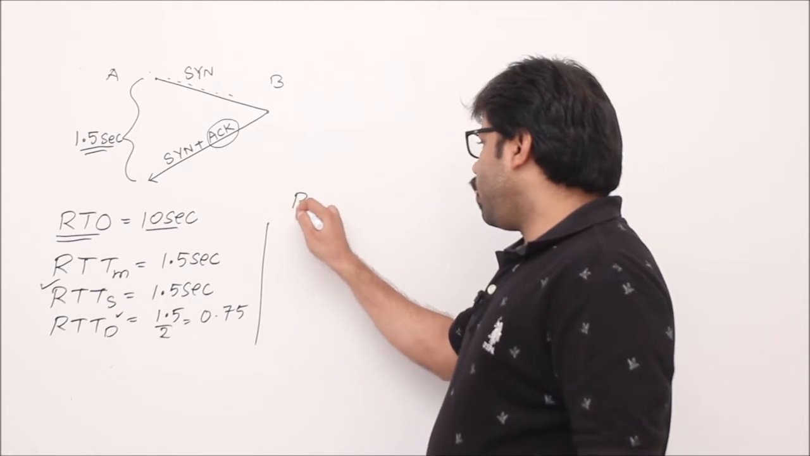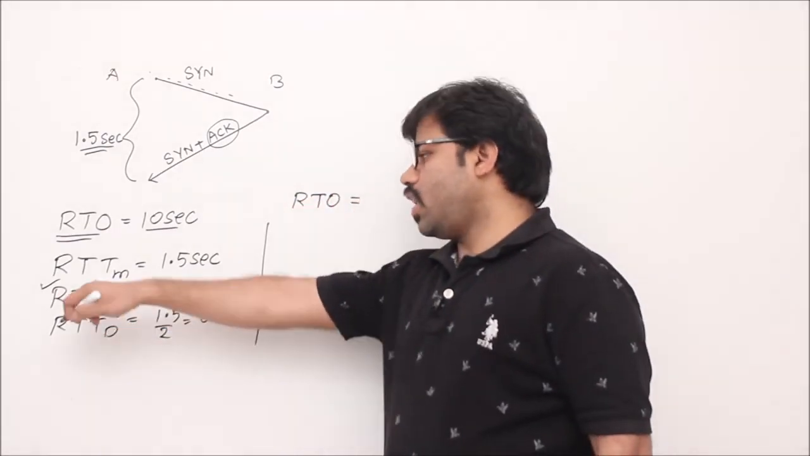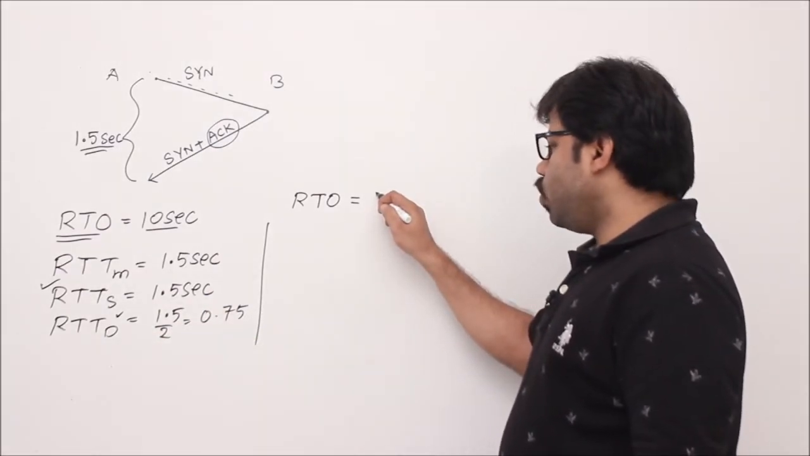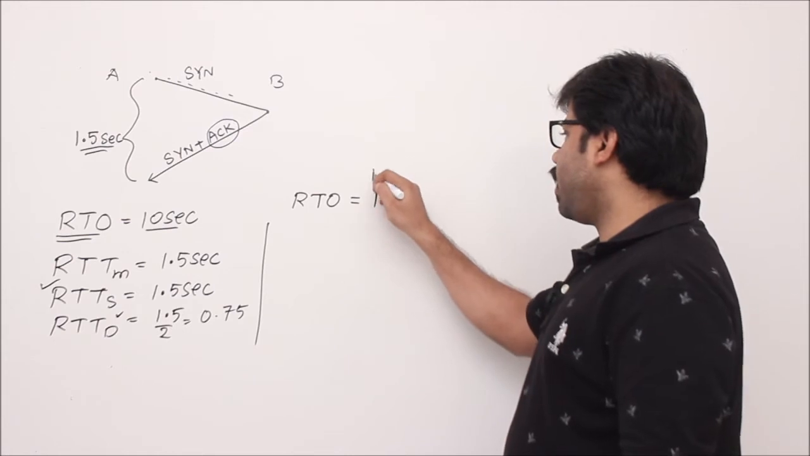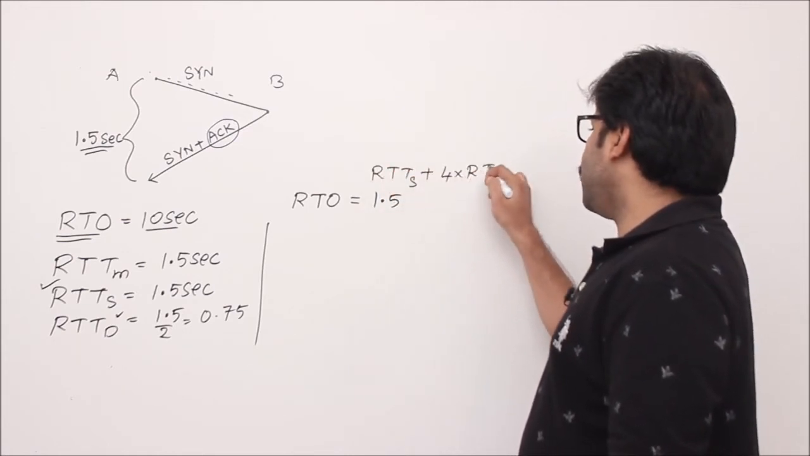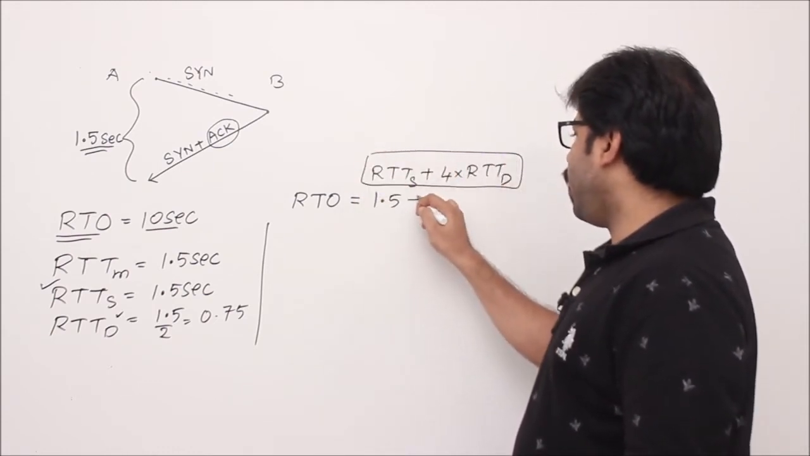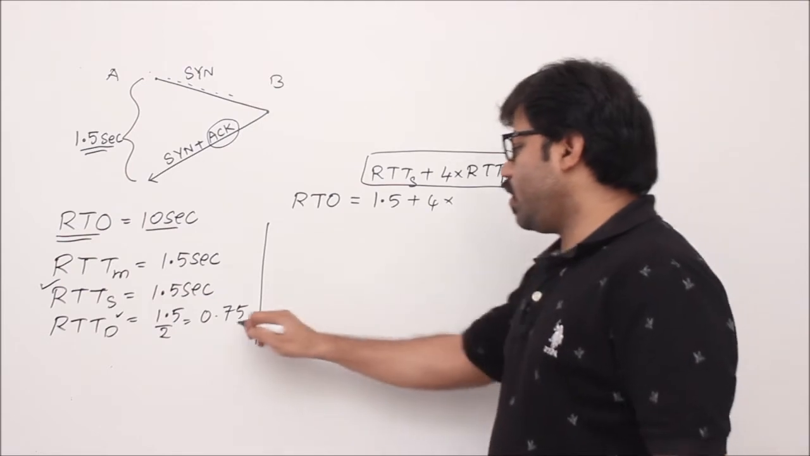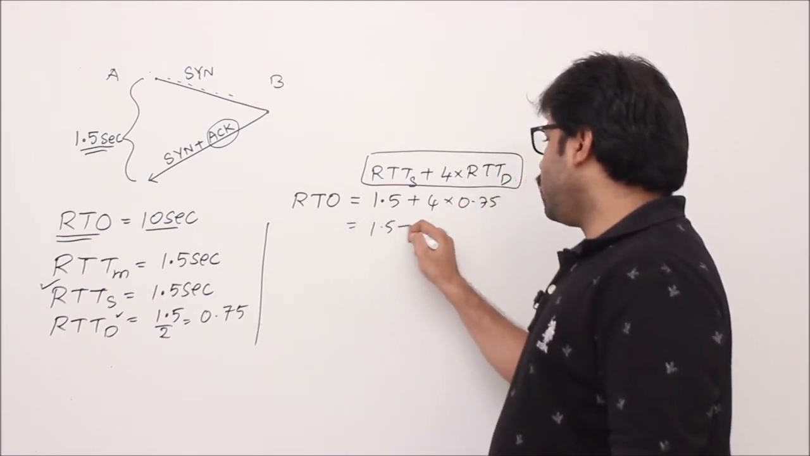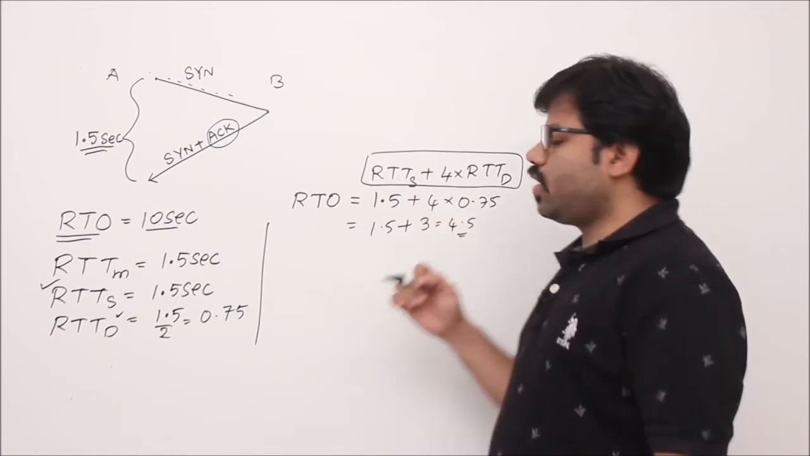Now we have to compute RTO, right? What is the formula for RTO after getting RTT deviation and RTT smooth? Simply, the formula is RTT smooth, which is 1.5 seconds. I'm writing the formula first: RTT smooth plus 4 into RTT deviation. Generally this is the formula. It would be 1.5 plus 4 into RTT deviation, which is 0.75, so 1.5 plus 3, right? It would be 4.5. In that way we fix RTO.